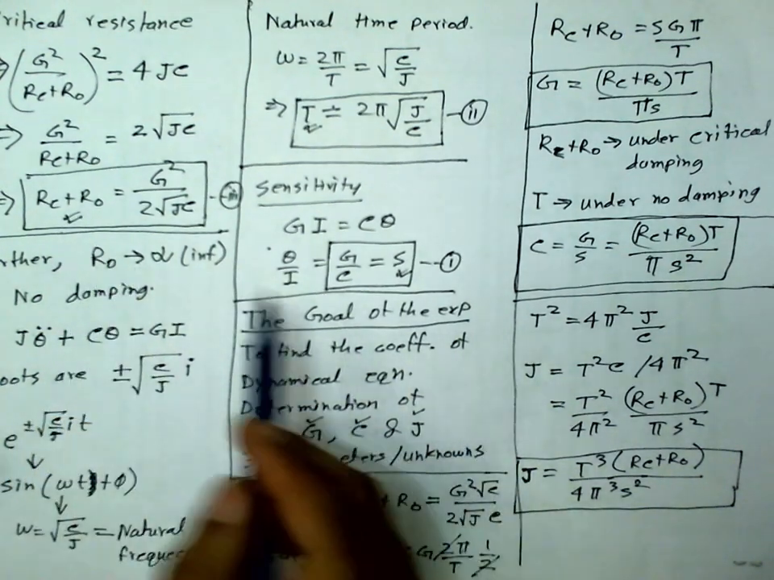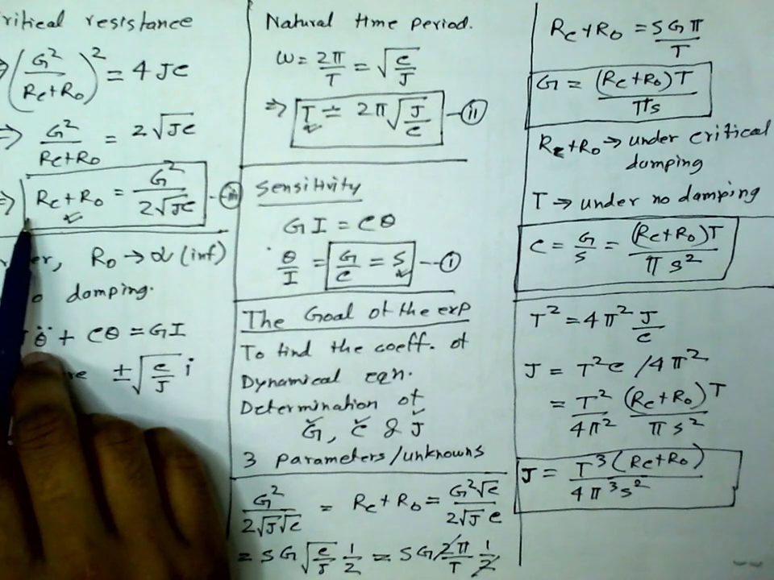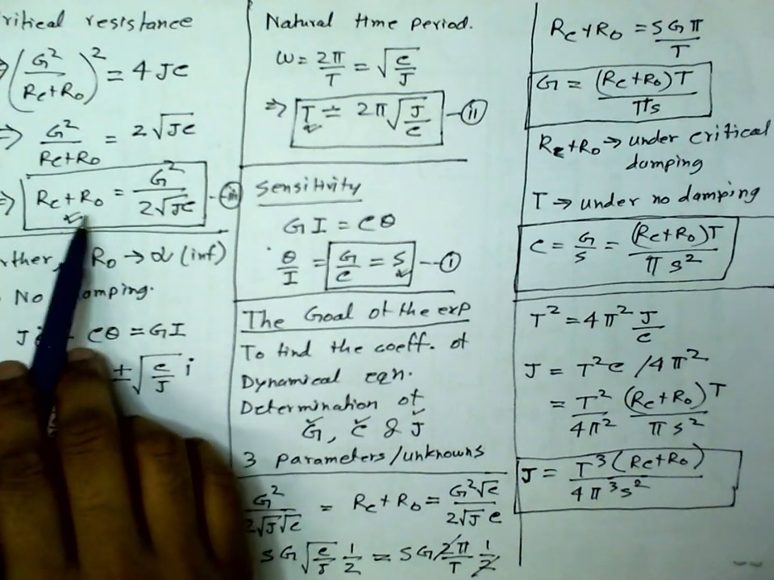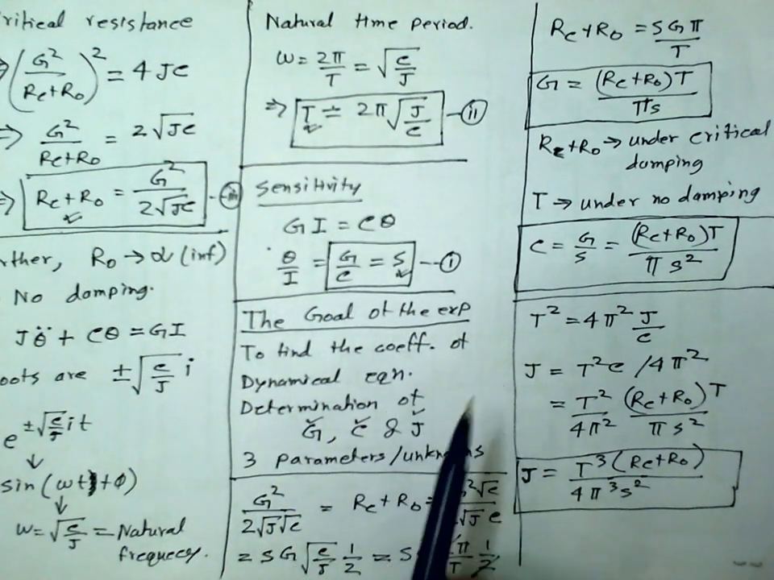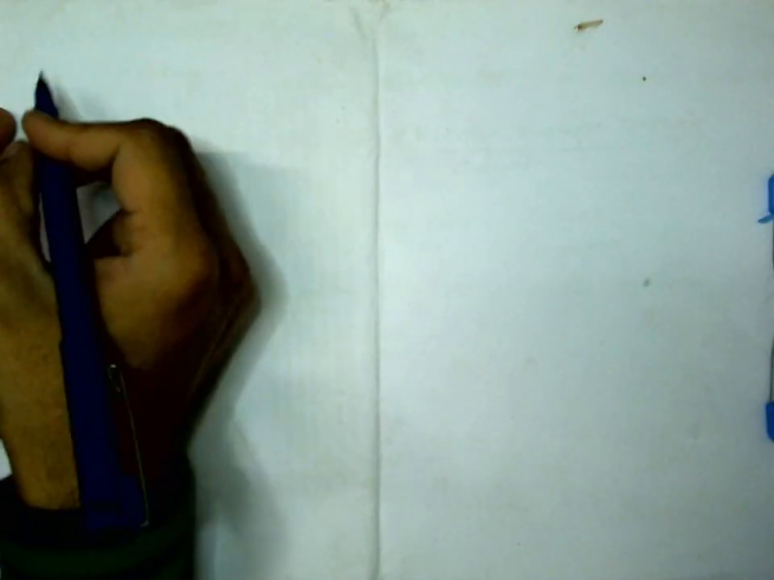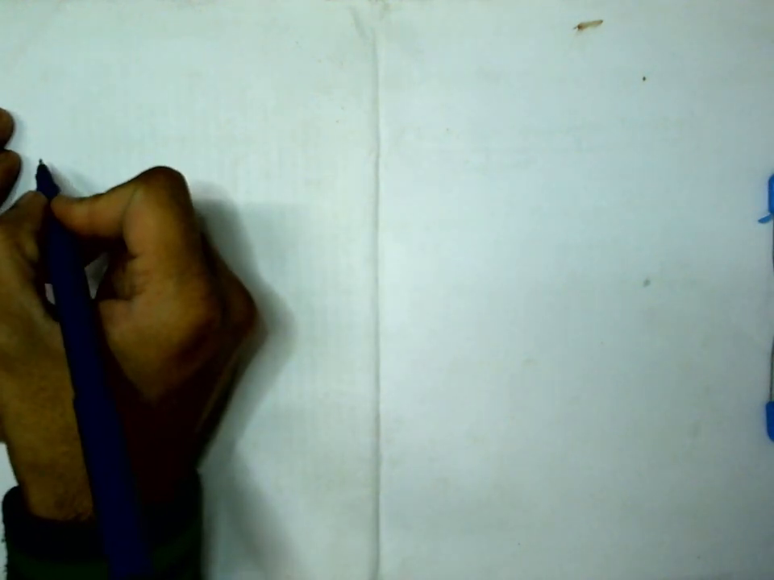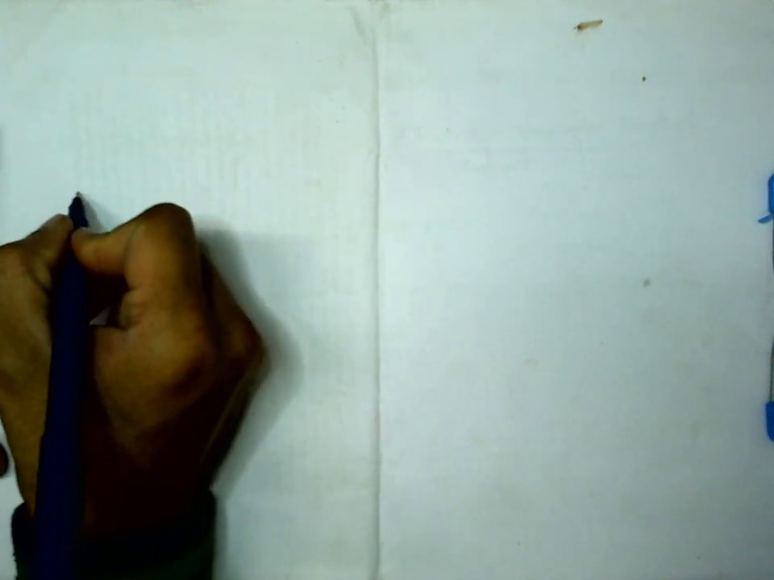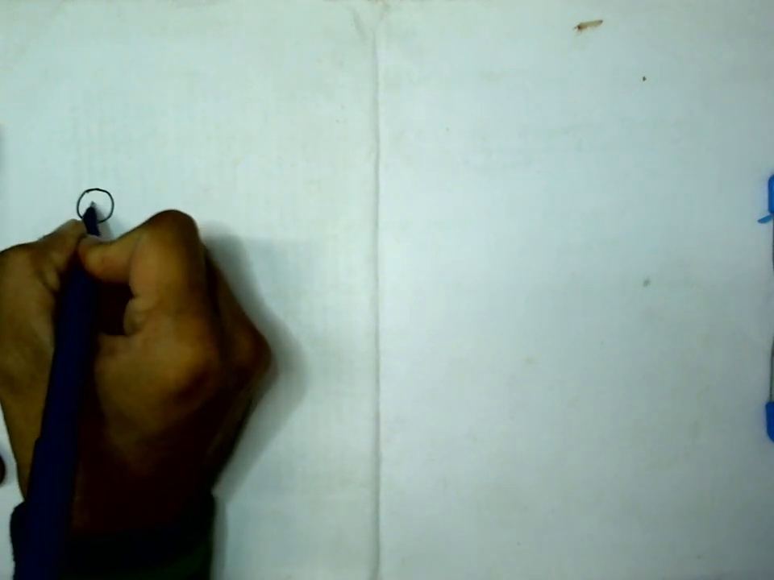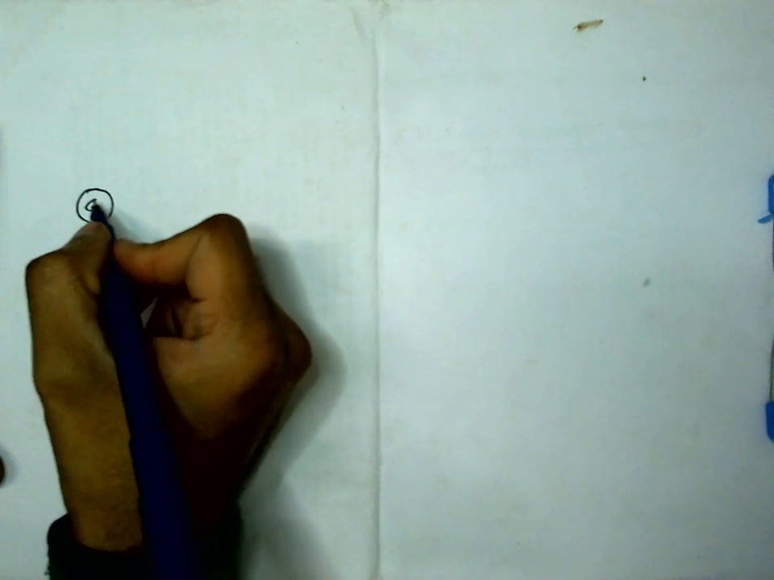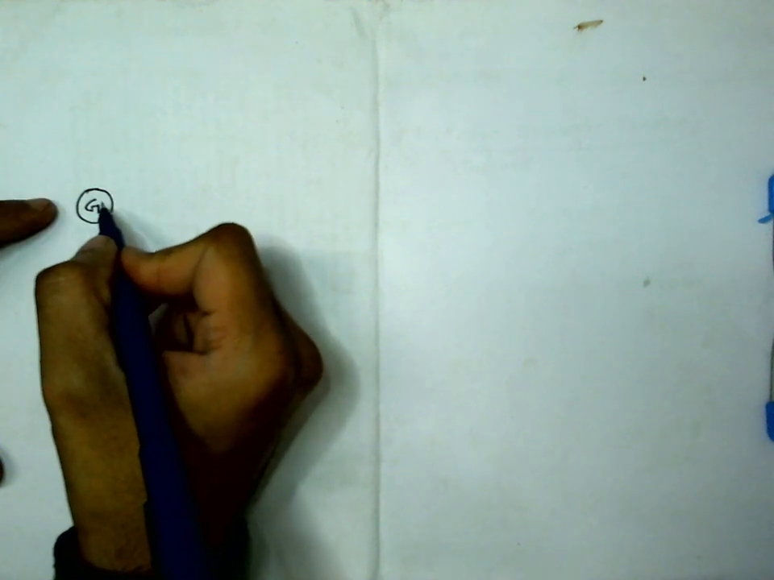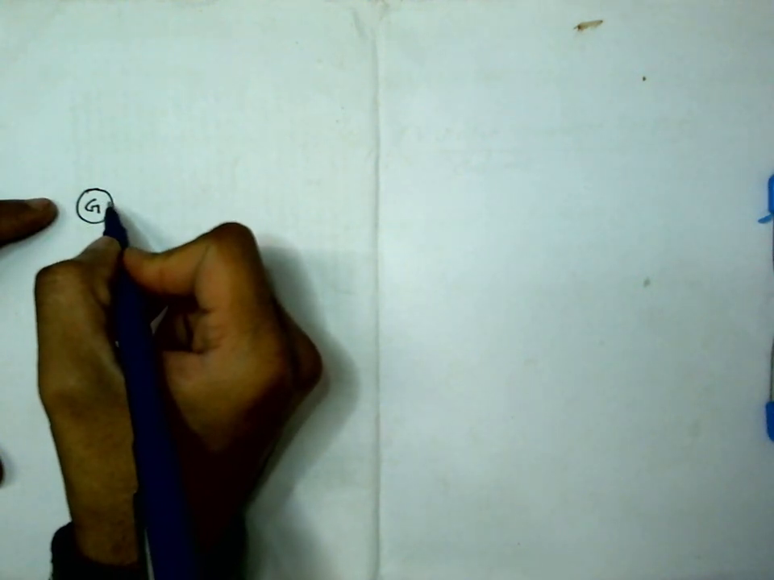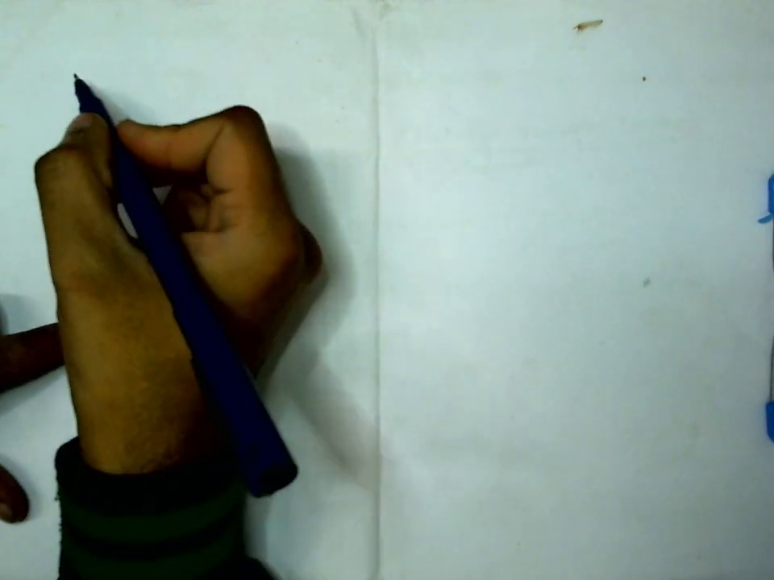So the final part of this video is the determination of these three unknowns: this critical damping resistance, this natural time period or frequency, and the sensitivity of the instrument. Okay, let us first draw some circuits. The first thing that we need is definitely the galvanometer, G for galvanometer, and this is the instrument of which these parameters J, G, C we want to find out. So this is obviously the main component.